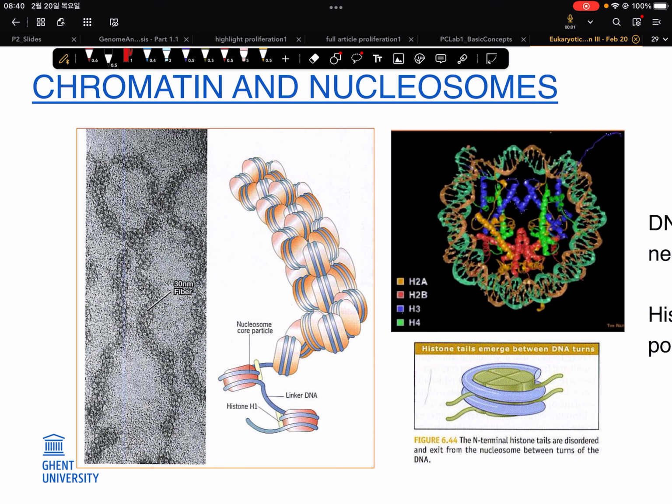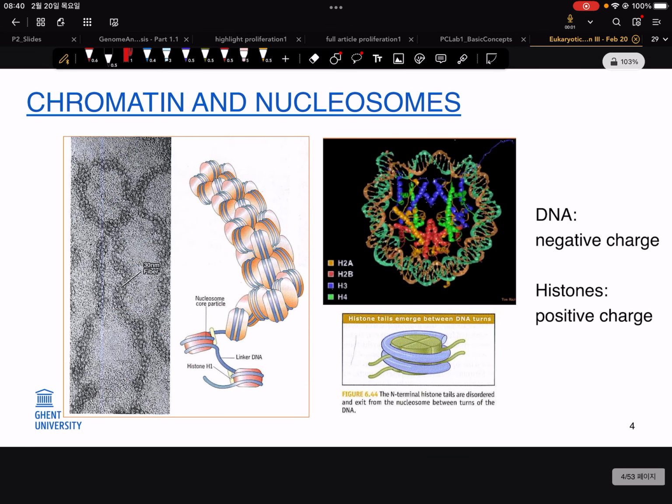So the 30 nanometer fiber that we can experimentally isolate is composed of nucleosomes. Nucleosomes are DNA wound around histones. And histones are octamers. They consist of 8 subunits around which that DNA is then wound. Now DNA has a negative charge because of the phosphate groups. Histones have a positive charge. So they loosely interact with each other. This connection is not very strong, but there is a connection. They tend to attract each other by their opposite charges.